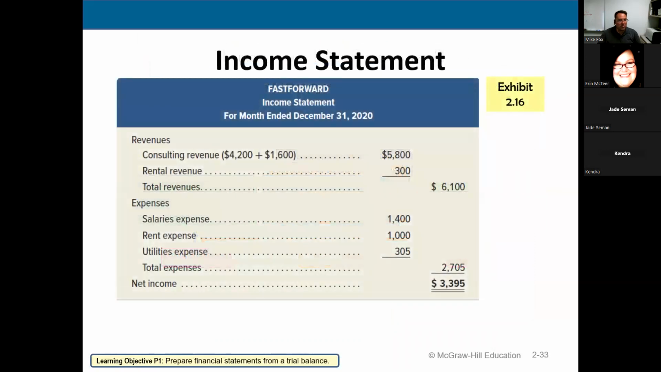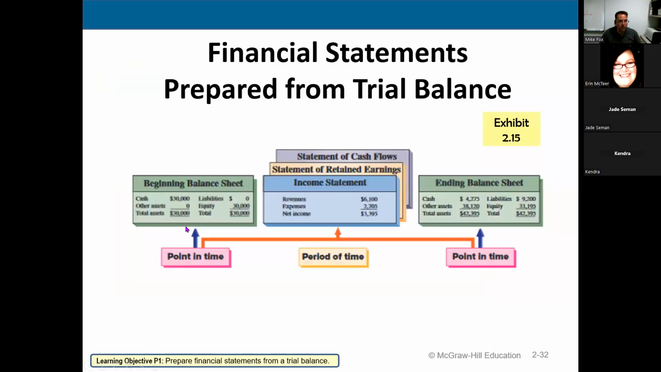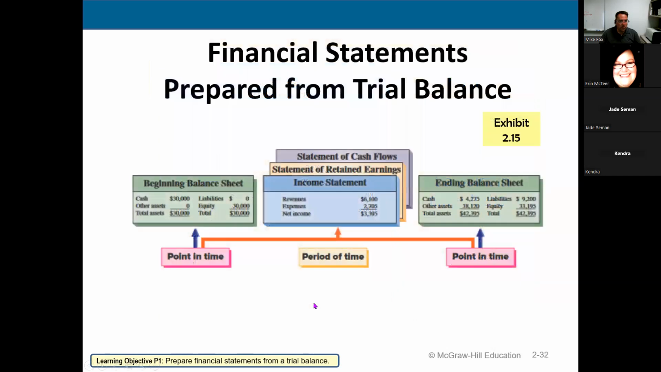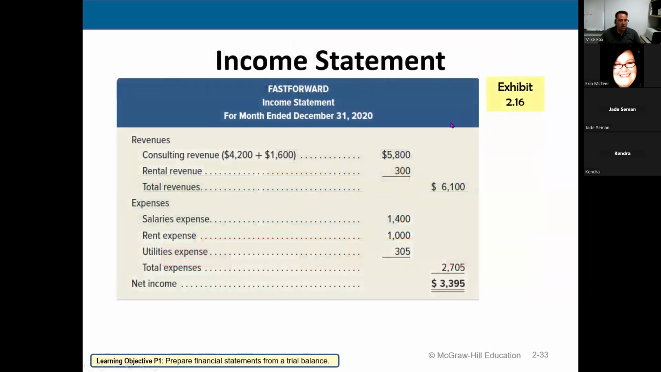So here's my income statement. I would just pull my revenue off of the two revenue accounts. So I have my consulting revenue and my rental revenue, which gives me my total revenue, and then my expenses. Again, these are the numbers right off of the trial balance. So I've got my two revenue accounts and my expense accounts. So my revenue minus my expenses gives me my net income.